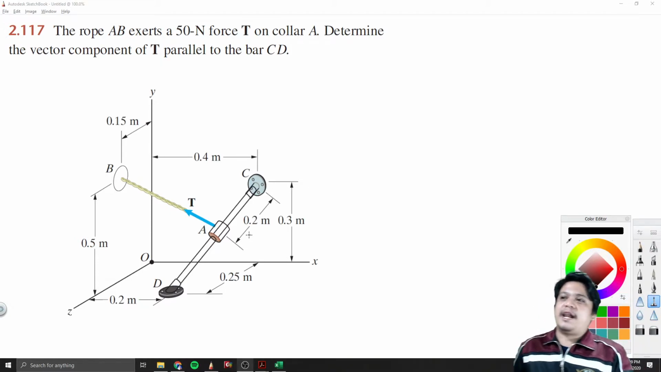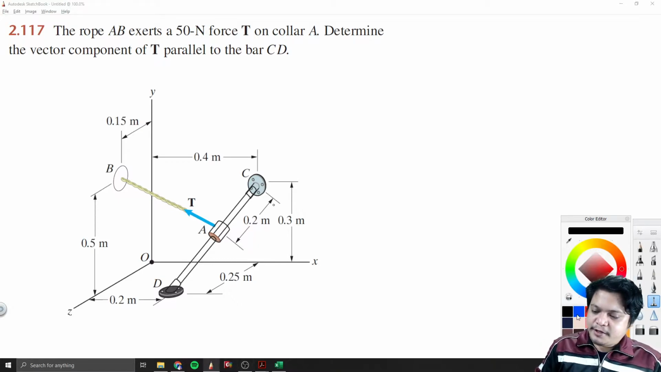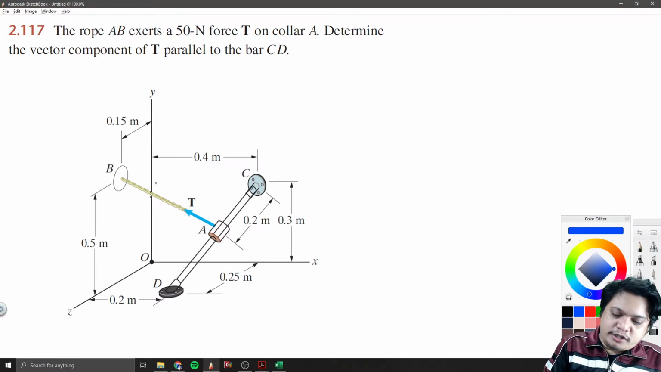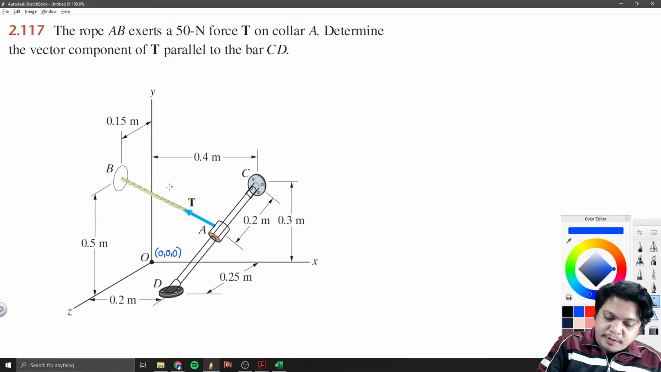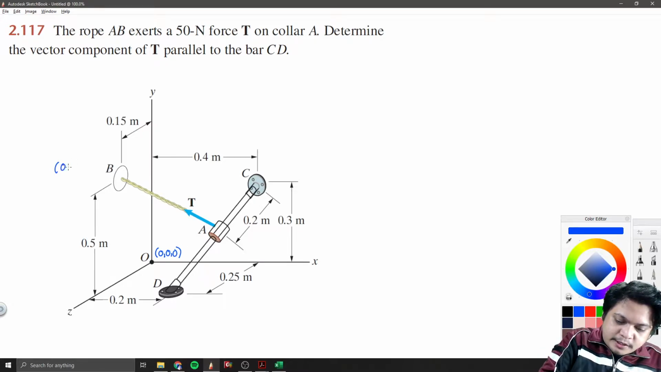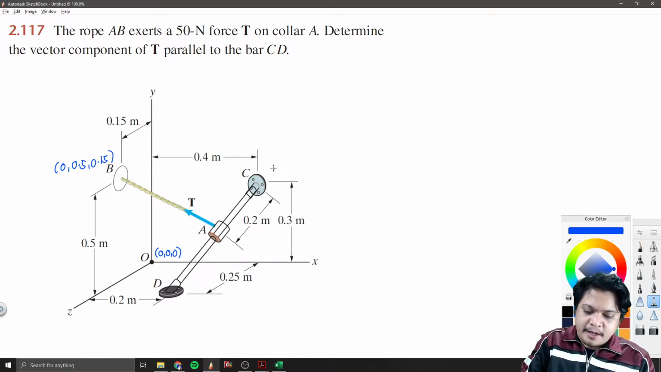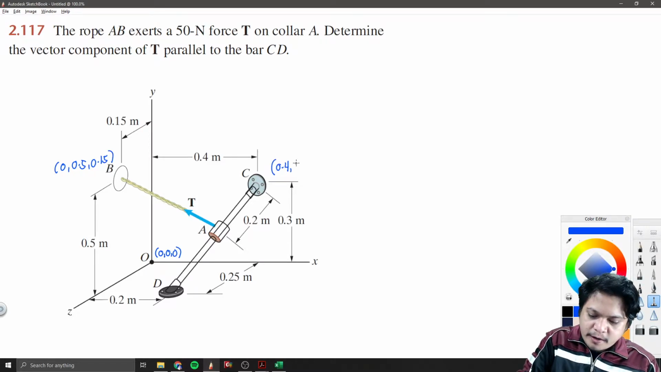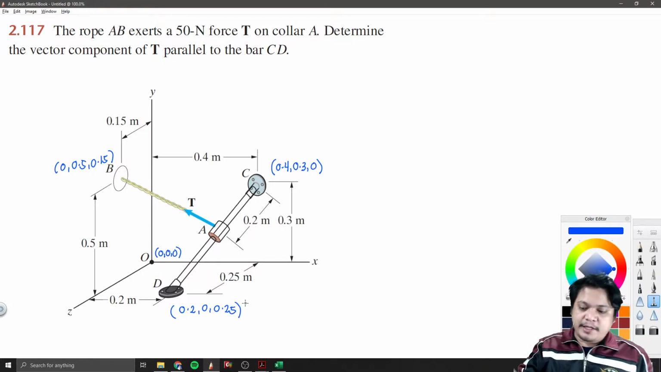Okay. So, kailangan makuha muna natin yung bar CD, but first, lagyan muna natin siya ng mga origin. Coordinates 0, 0, 0. Yung B natin is 0, Y is 0.5, and then sa Z is 0.15. Ang C natin sa X is 0.4, 0.3, and then 0. And lastly, ang D natin is 0.2, 0, and then 0.25. Okay? So, madali lang kunin.